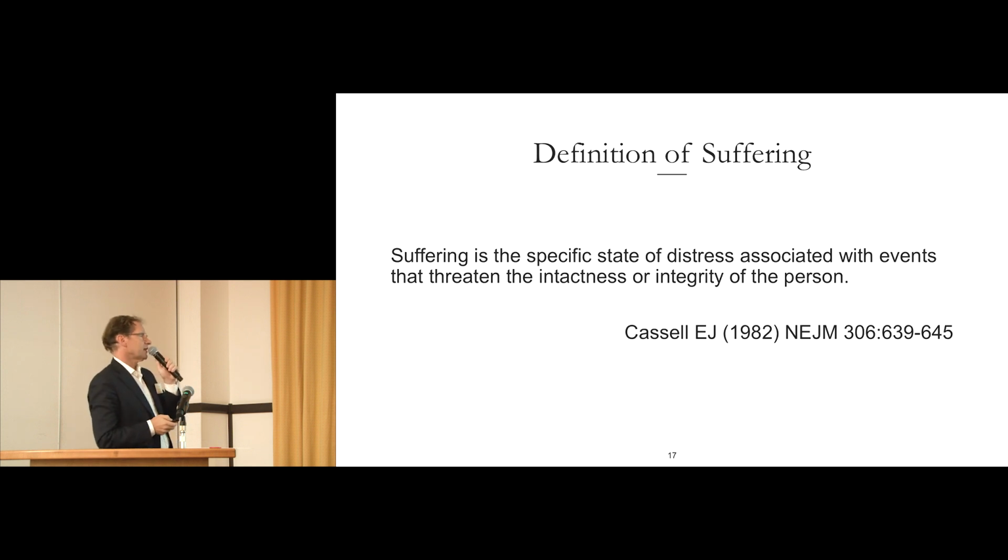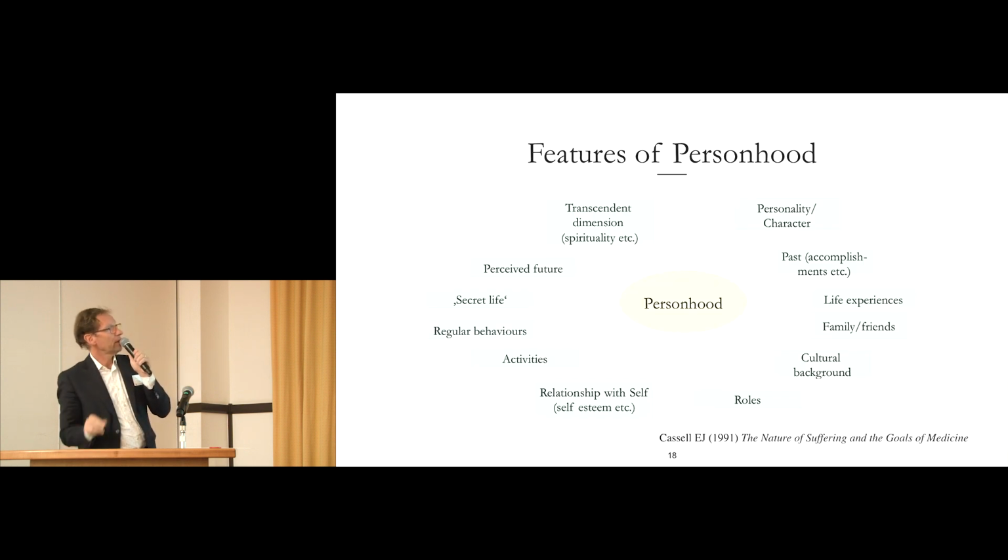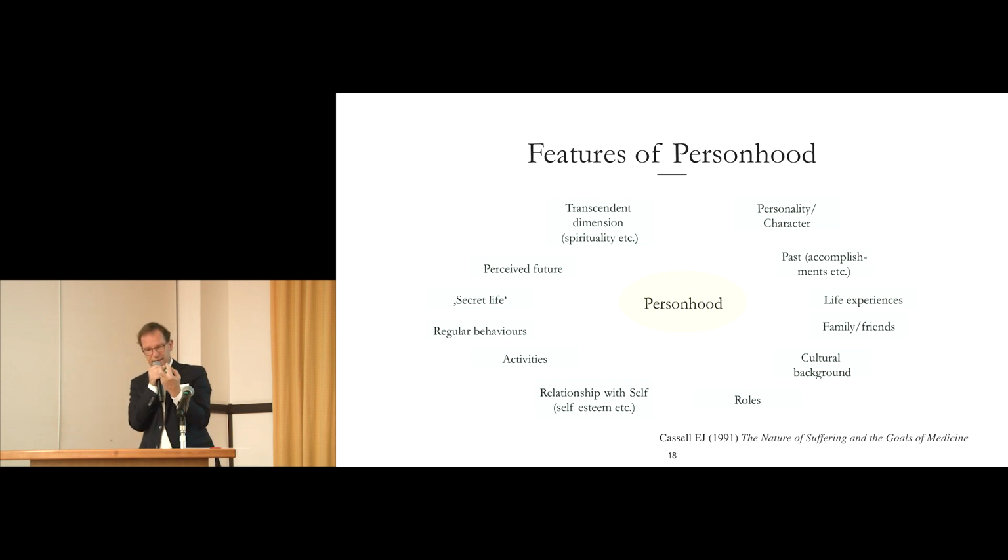What is a person? I think that's very difficult. We would see it phenomenologically, that a person has many facets, many aspects, like personality, past, life experiences, family, background, roles, also relationship with himself, activities, regular behaviors, secret life. Also perceived future is important, and the transcendent dimension, spirituality. All these facets can be the origin of suffering.